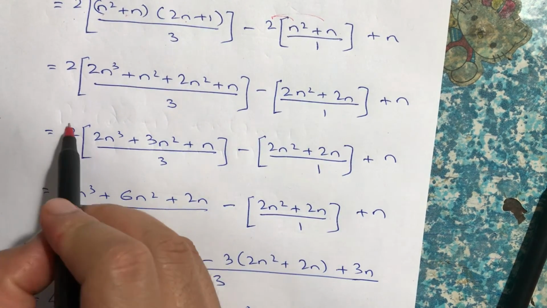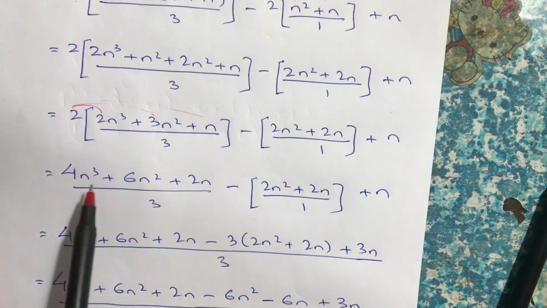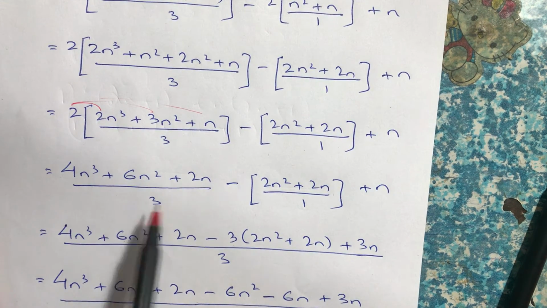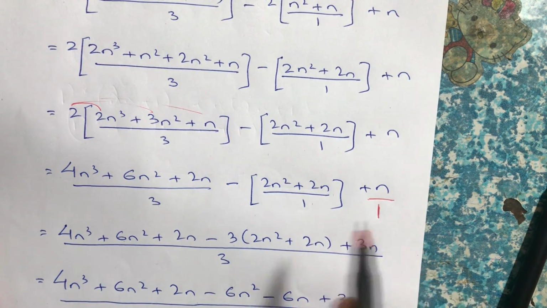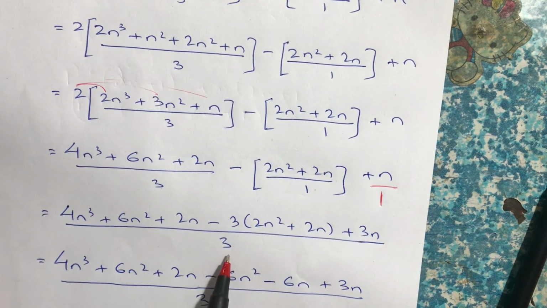Okay, now again with this I multiply. What do I get? I get 4n cubed plus 6n squared plus 2n by 3 minus this is as it is plus n. Okay, this also if you want, it's like a 1. So now I find the LCM. 3 and 1, the LCM is 3.